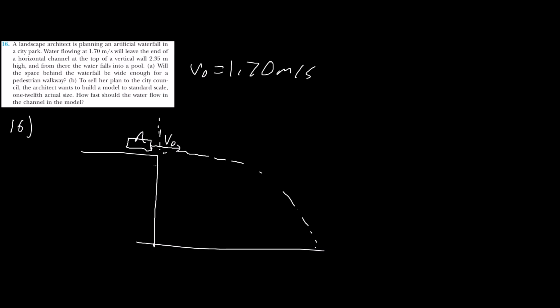And we already know what the motion is. So at the end of the horizontal channel, the top of the vertical wall is 2.35 meters high. They don't give the distance, so here h is going to be 2.35 meters. Well, that's all they give. Will the space behind the waterfall be wide enough for a pedestrian walkway? I don't know exactly what our length is. If it's over a meter length of x, then that's all it takes.